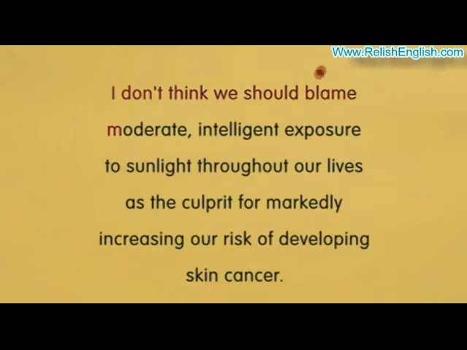I don't think we should blame moderate, intelligent exposure to sunlight throughout our lives as the culprit for markedly increasing our risk of developing skin cancer.